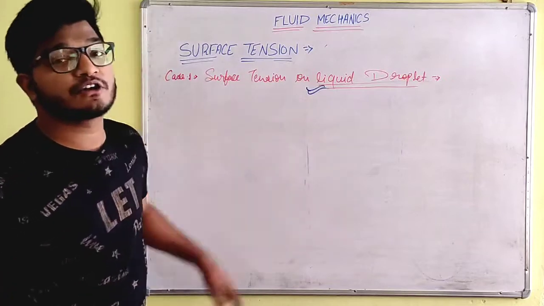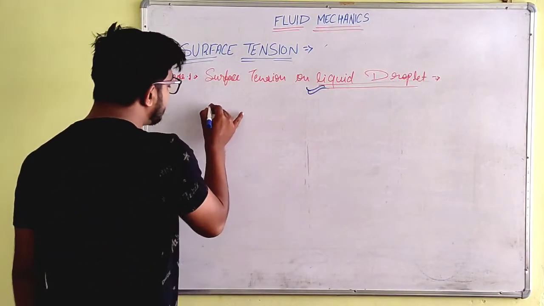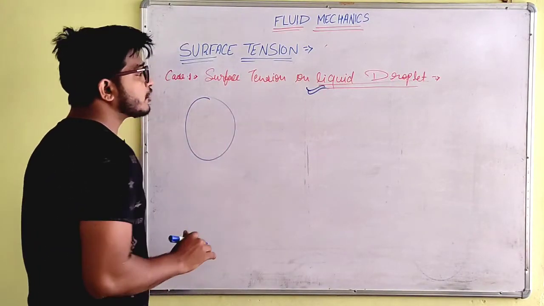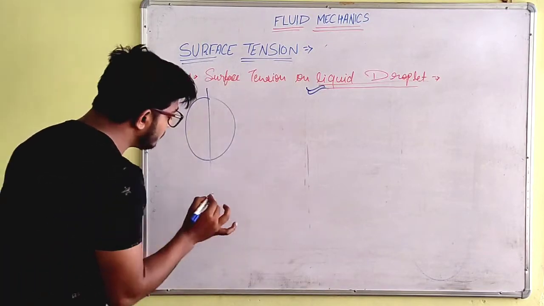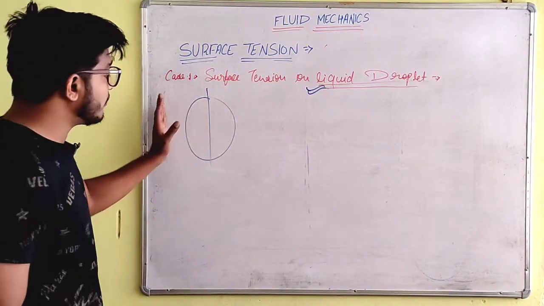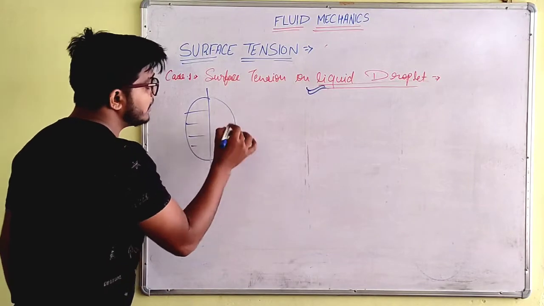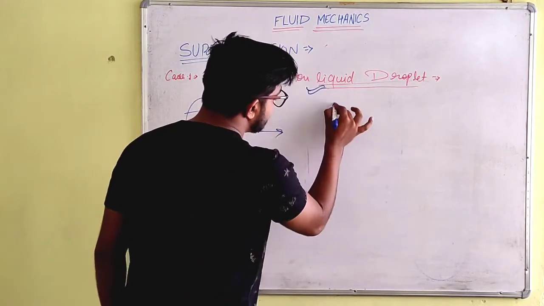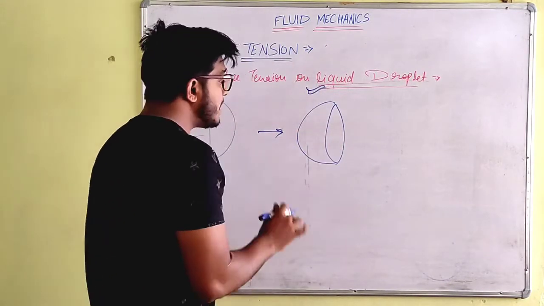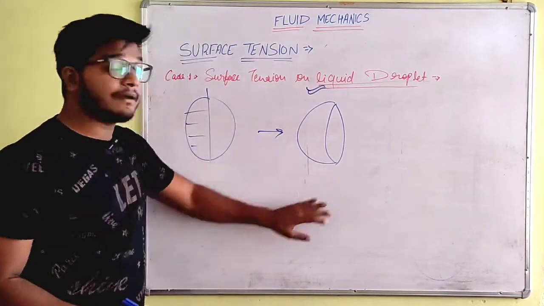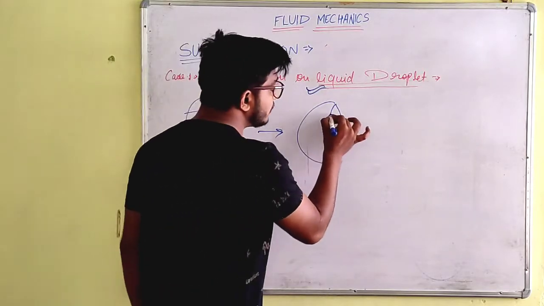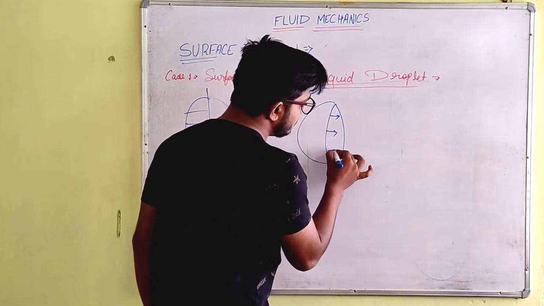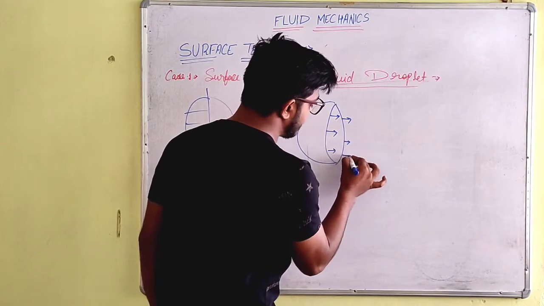For the liquid droplet, let's consider a spherical liquid droplet. Now let's cut it into two parts and consider this part only. If we consider this part, it will look like this in a 3D image. Now what will happen? The surface tension will show on the surface like this.